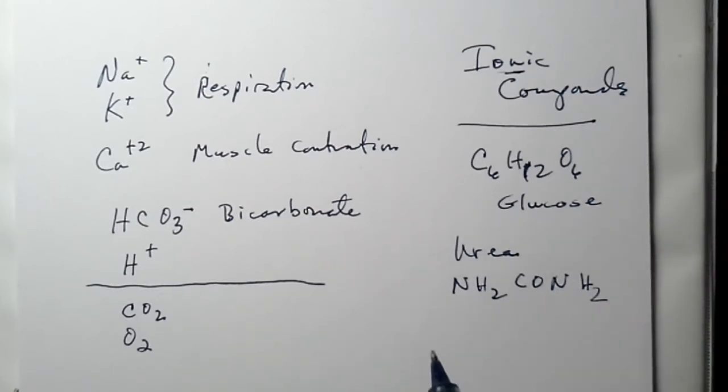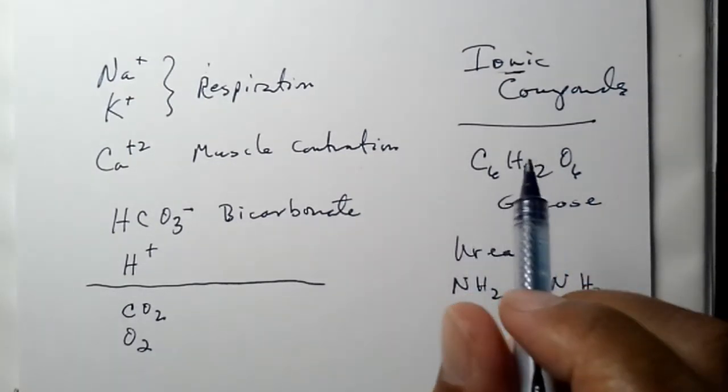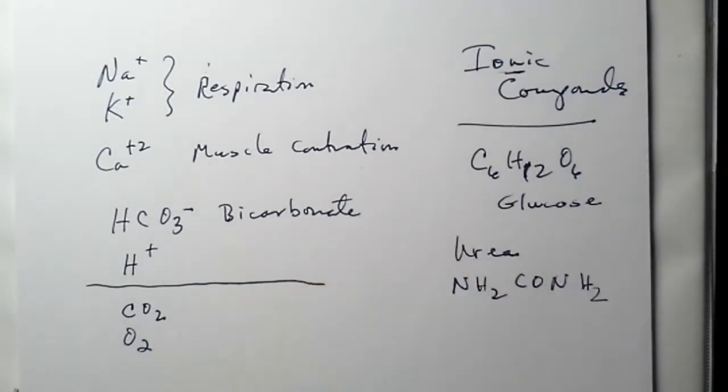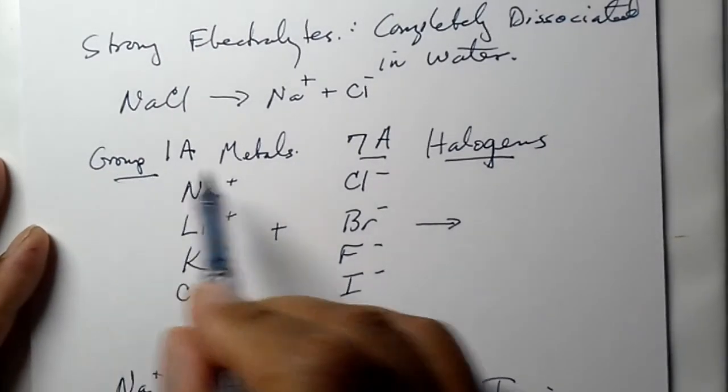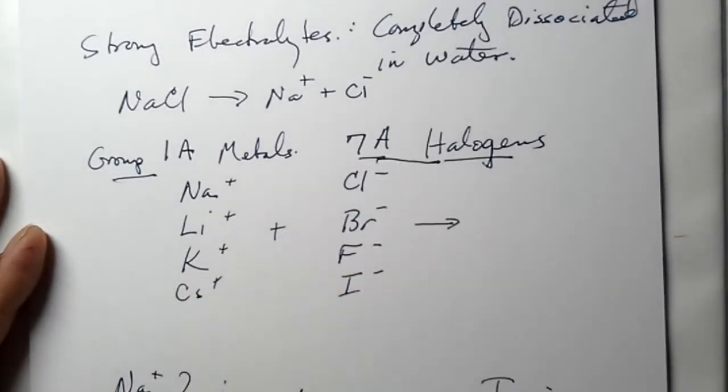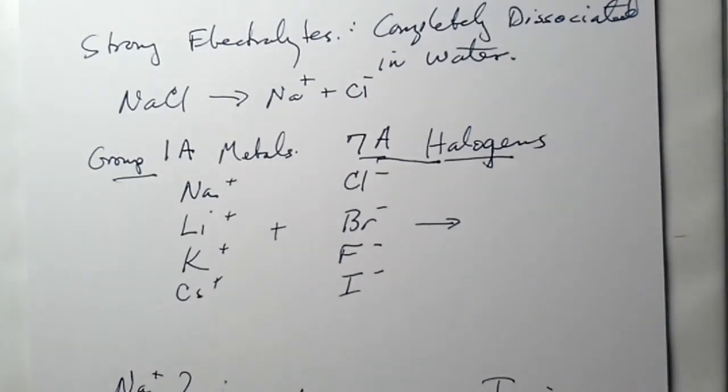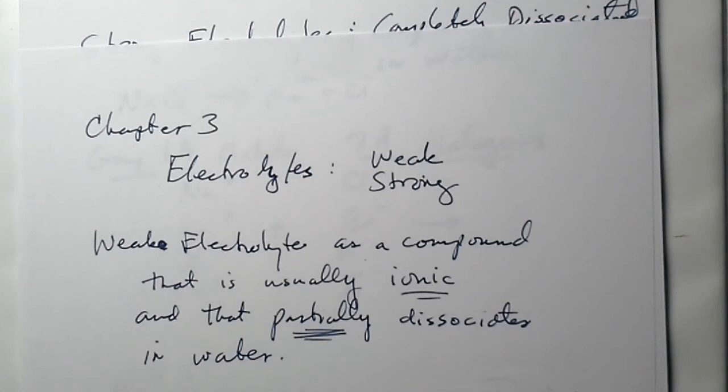And so this will conclude our discussion on weak and strong electrolytes. Remember these groups, where they're found in the periodic table. Understand what strong and weak electrolytes are all about, and you'll be okay.